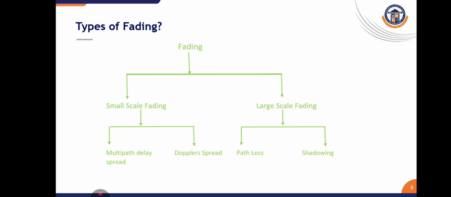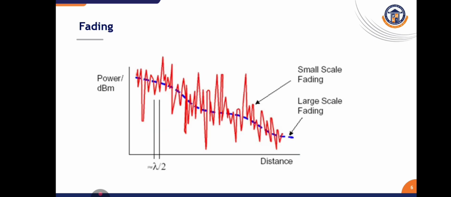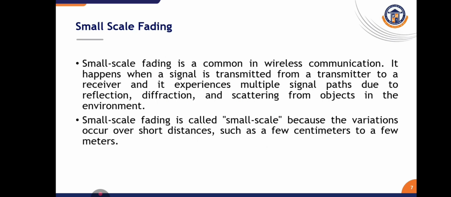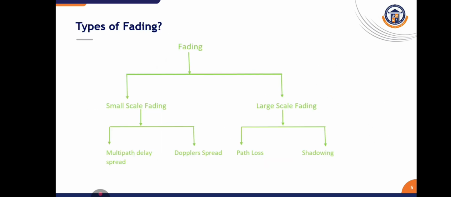So coming to small scale fading, it is common in wireless communication. It happens when the signal is transmitted from transmitter to a receiver, and it experiences multiple signal paths due to reflection, diffraction, and scattering from the objects in the environment.